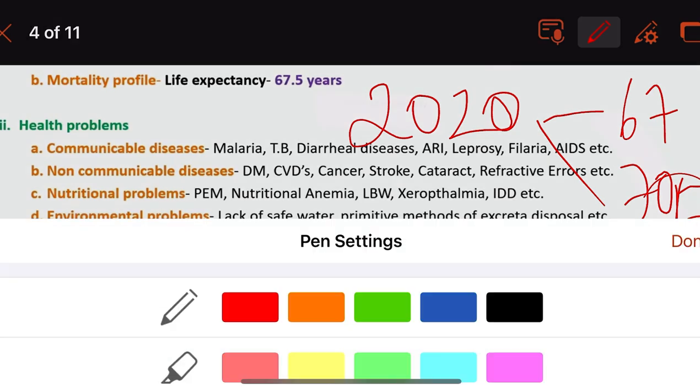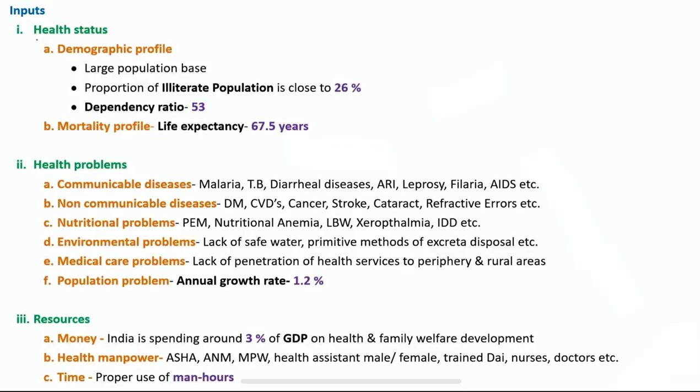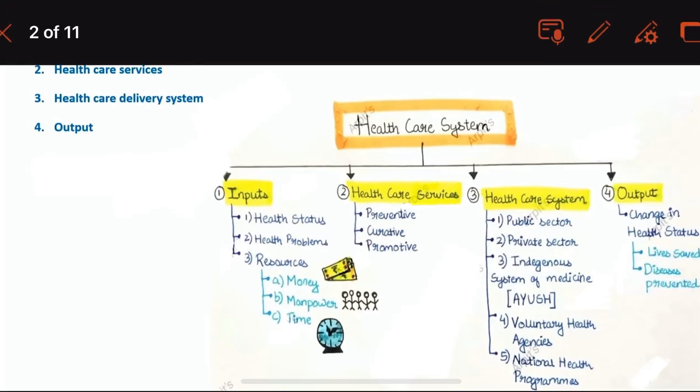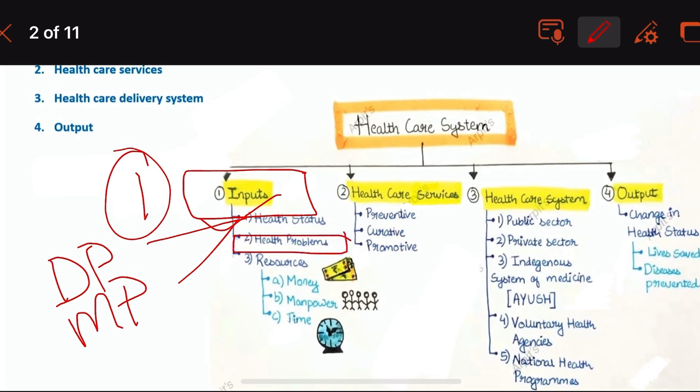Now we move on to the health problems. We are done with the health status. We studied that in health status, we have to see the demographic profile and the mortality profile. Next, we are going to deal with the health problems.